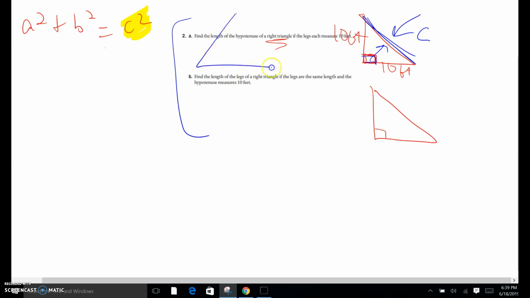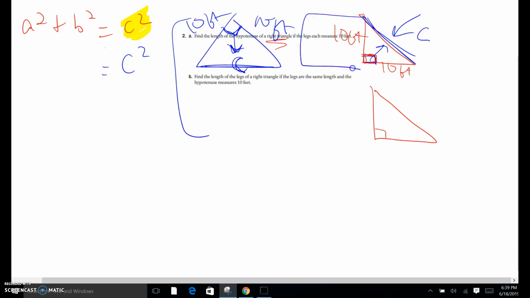So sometimes it can be rotated. So the right angle could be up here, and then this could be my 10 and my 10. But again, the longest side is always opposite your biggest angle. So this is still c, even if it's rotated. So I don't know my c.